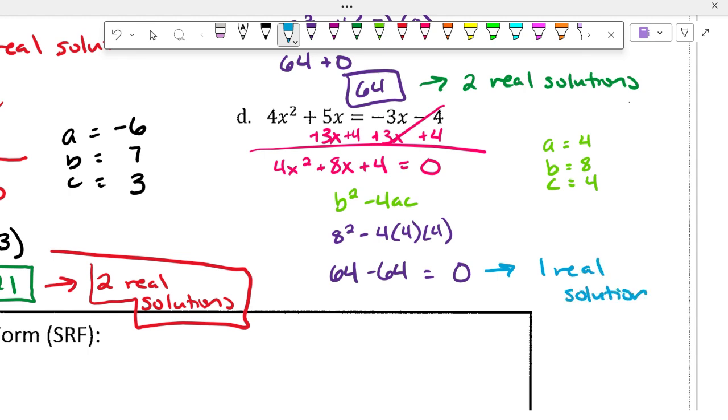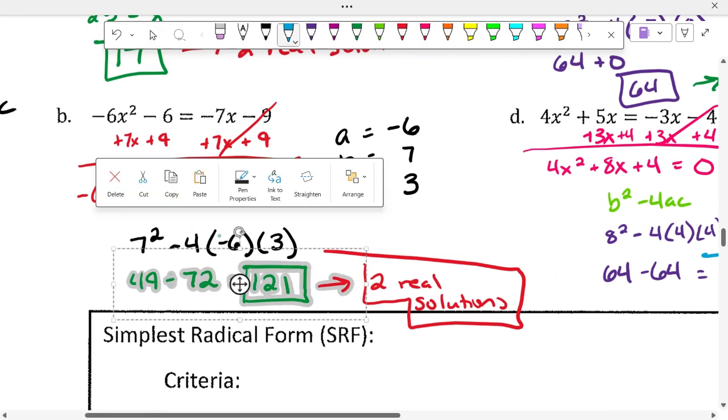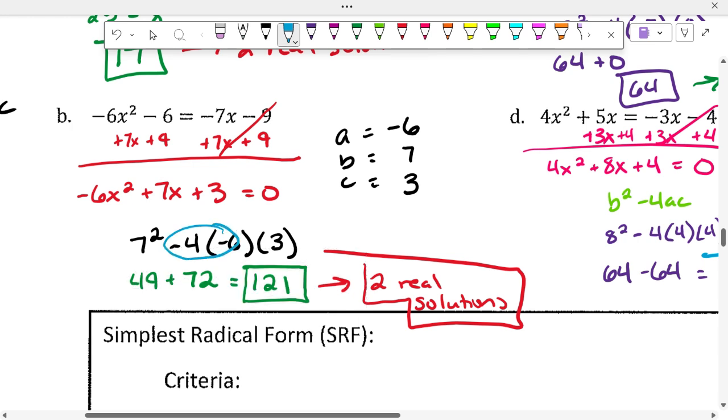Yes, ma'am. What we did yesterday, like up here, we put like 49 plus. So do you see how right here I was multiplying by a negative? That's why it became a plus.